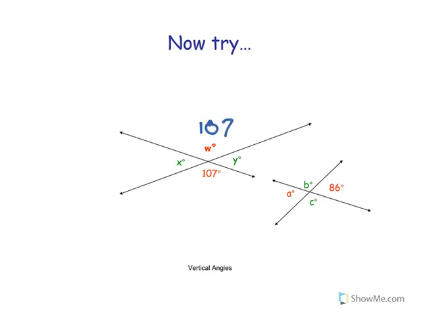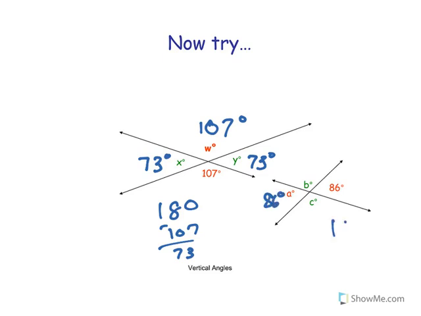So we've got 107. If we want to find the other ones, we do 180 minus 107, which I'm sure we all will get 73. And same thing here. We know that this is 86, so we can do 180 minus 86 gives us 94. And we can check it real easily by adding up all the angles and making sure that they add up to 360.